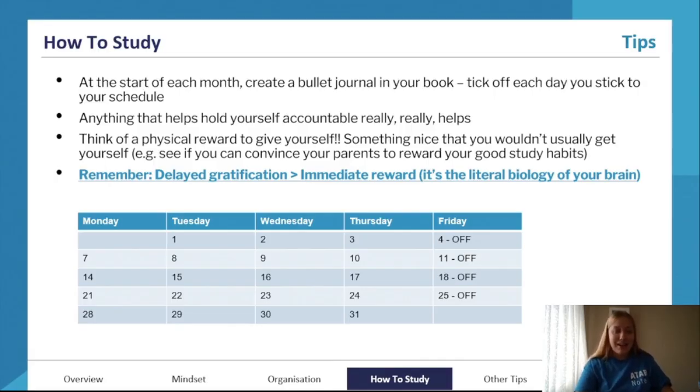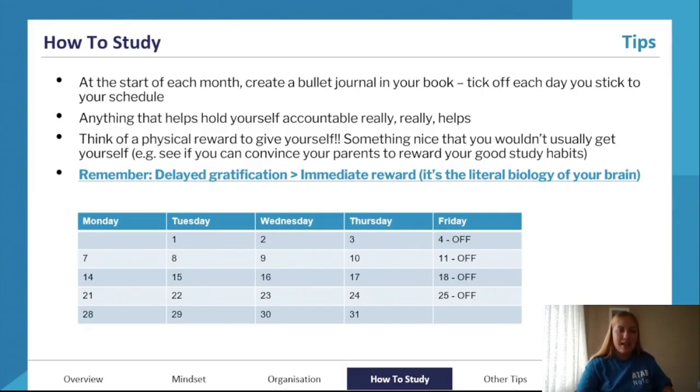Because that delayed gratification, I can only have this after I've done everything I need to do, will be much more effective than giving yourself an immediate reward before you've done anything. Then you get into the cycle of always trying to reward yourself when you haven't done anything that deserves that reward.